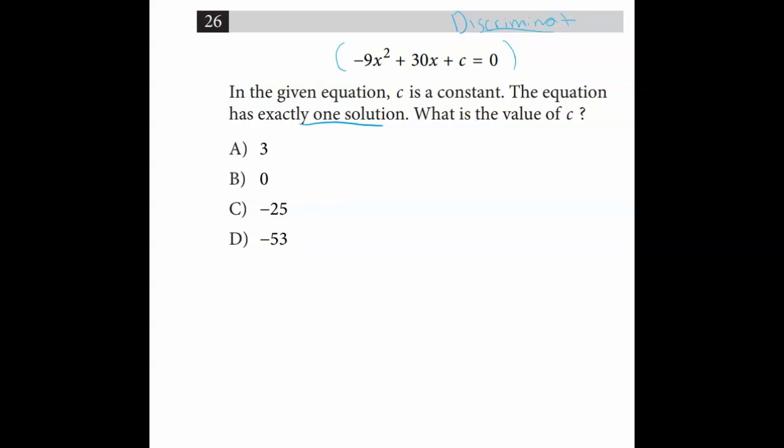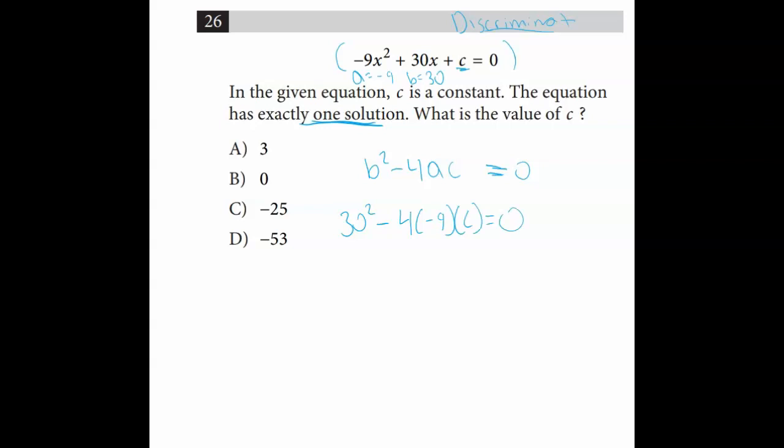So if we know that it has exactly one solution, it's going to be set equal to 0, and we know the function is going to be b squared minus 4ac. And this helps us find c, because we know a is going to be -9, and then we know b is going to be 30. And so knowing these two, we can find c because we know it's going to be set equal to 0 because there's only one solution. So let's plug in the values. So we get 30 squared minus 4 times -9 times c is going to equal 0.